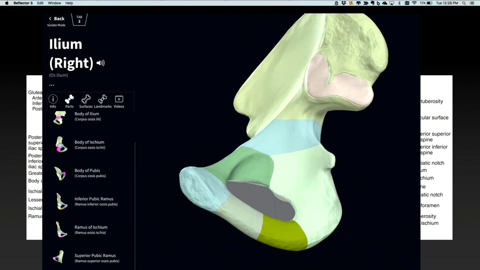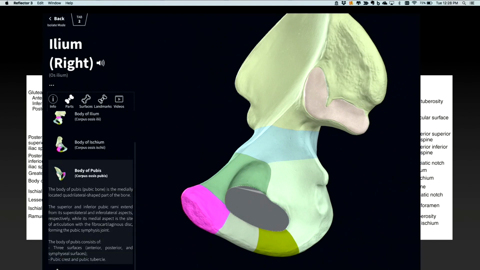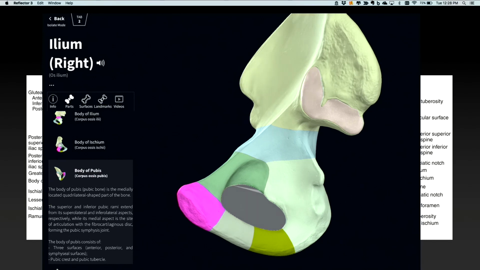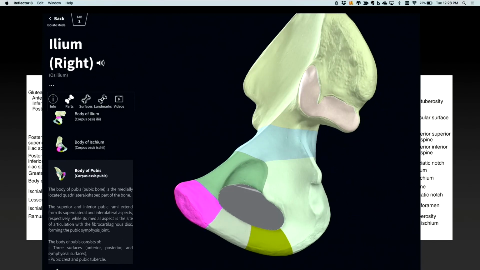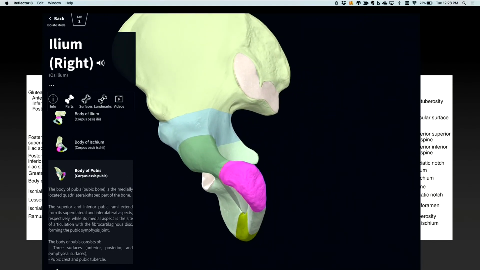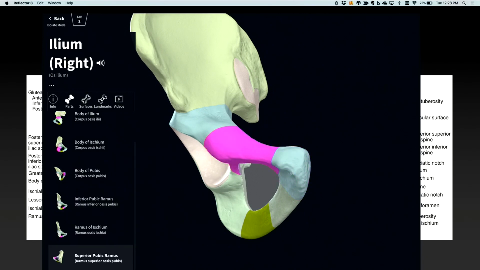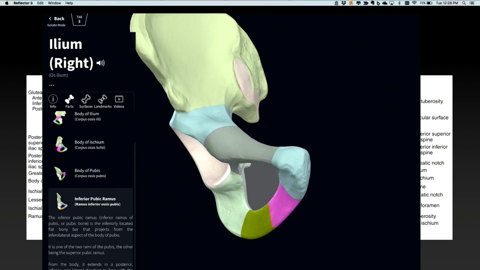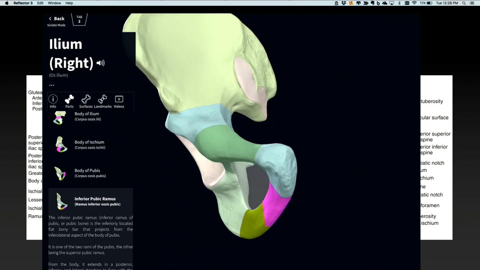That leaves the pubic bone, which is at the front. The pubic bone has two arms, a superior arm and an inferior arm. The body is at the point where they articulate, at the pubic symphysis. The body is highlighted here, and the superior arm and inferior arm are as you would expect. Here they're called rami. We've heard of rami before. One ramus, two rami. They are branches of the pubic bone.